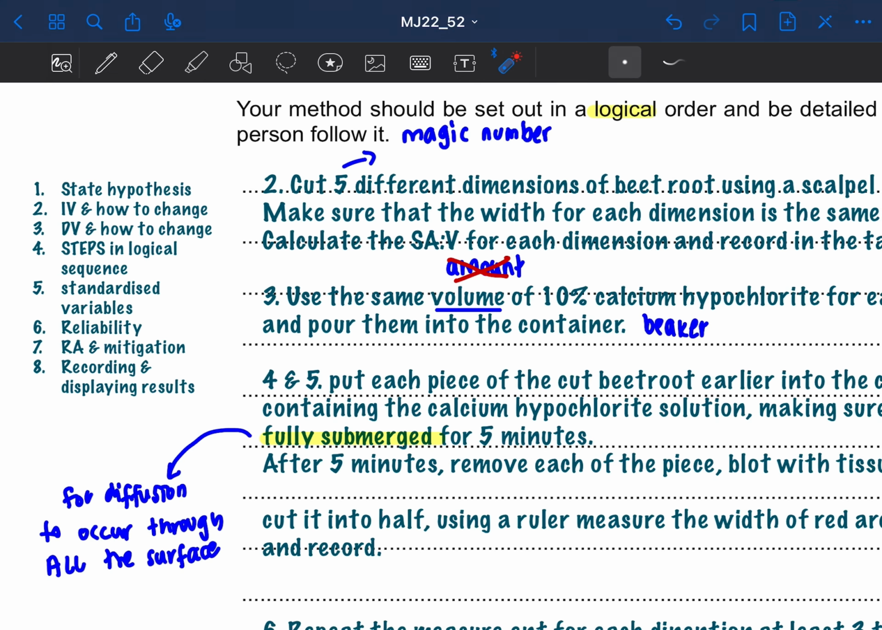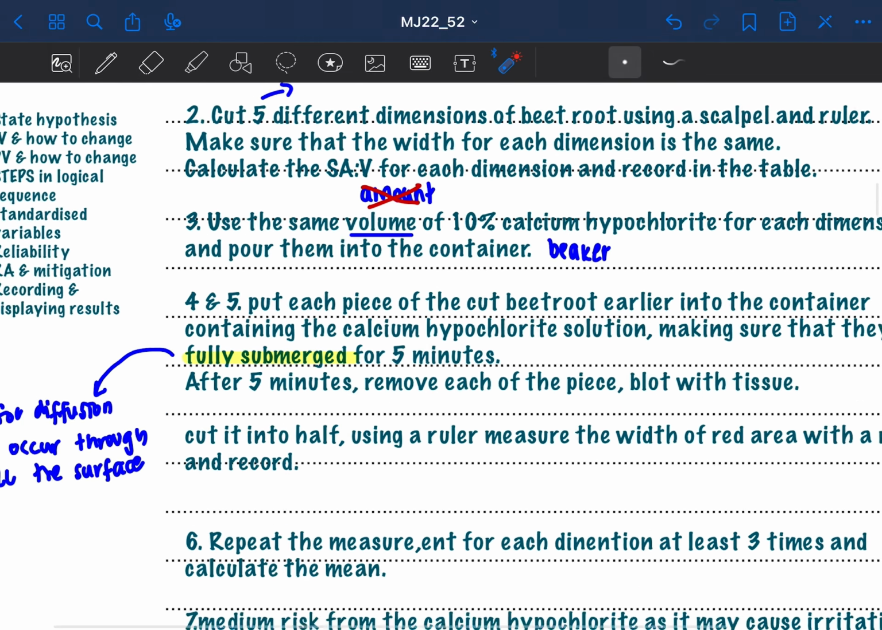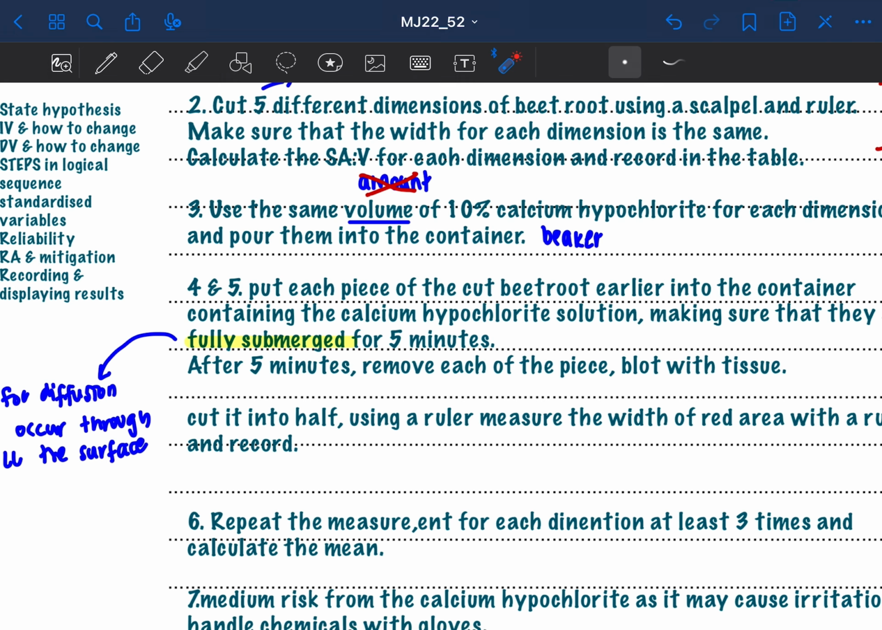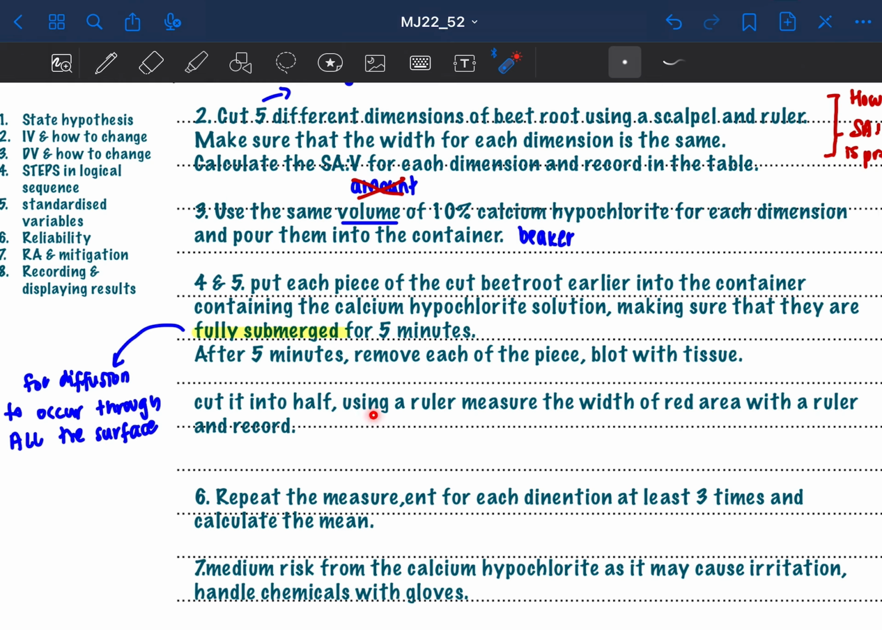And then we mention how long we are going to be submerging them. So here for 5 minutes, for example, because now we're going to be measuring. So after 5 minutes, we take it out, we remove each of the pieces. The idea of how we're going to be drying it up a little bit, we blot the tissue. Then we're going to be cutting it into half so that we can measure. So what do we use to measure? Describe it again as clearly as possible. We're going to be using a ruler to measure the width of the red area with a ruler, and we're going to record that in your table.